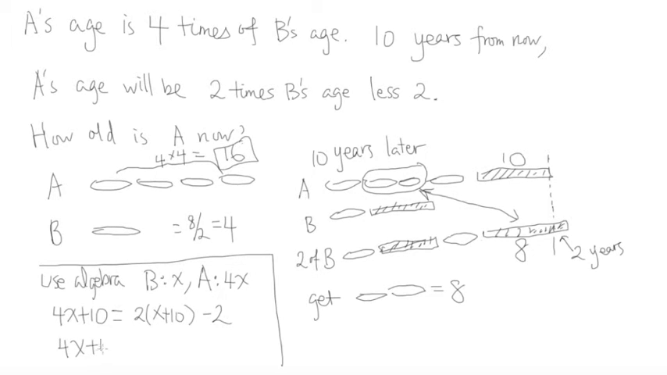4x plus 10 equals 2x plus 20 (distributed) minus 2, and you move the 2x to the left, you get 2x, move the 10 to the right, you get 20 minus 2 minus 10 is 8. That will give you x equals 4. And that's just exactly what we have. B is 4 years old and A is 16 years old.